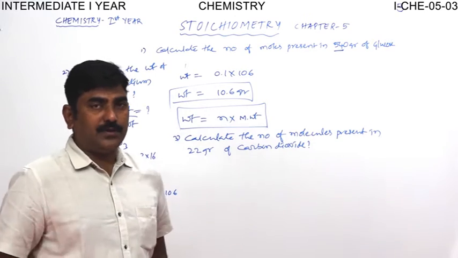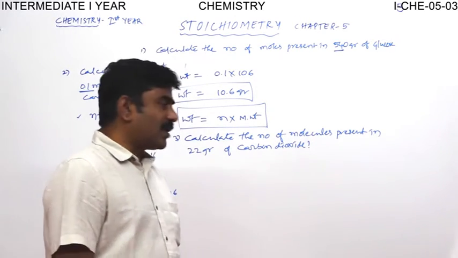Calculate the number of molecules present in 22 gram of carbon dioxide.